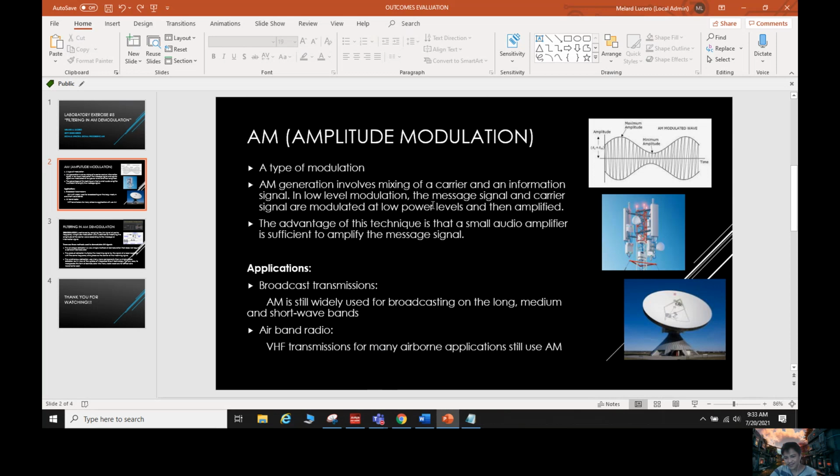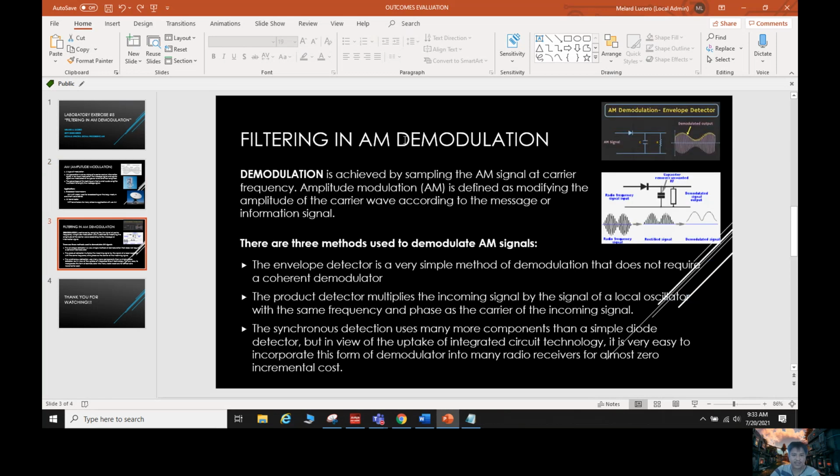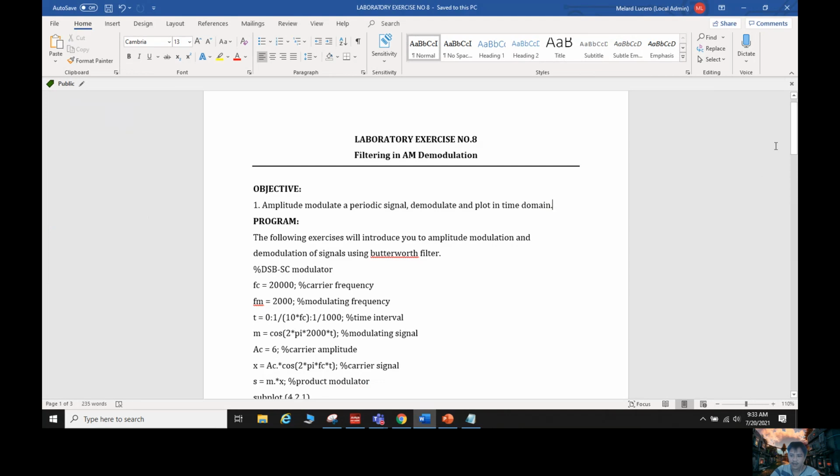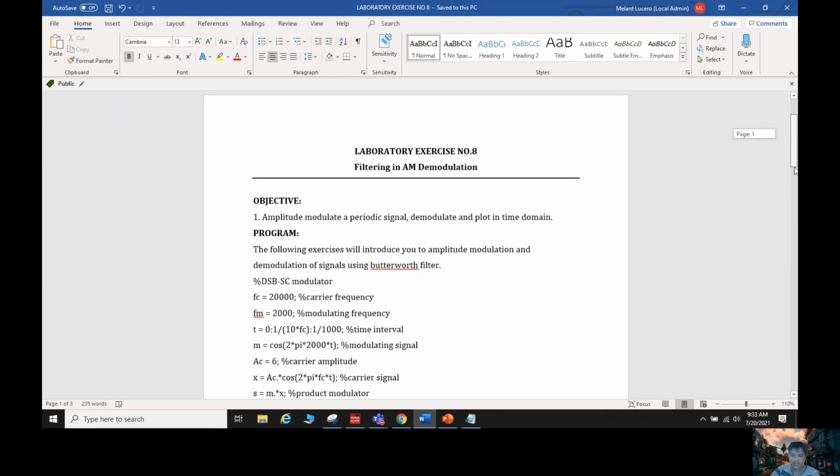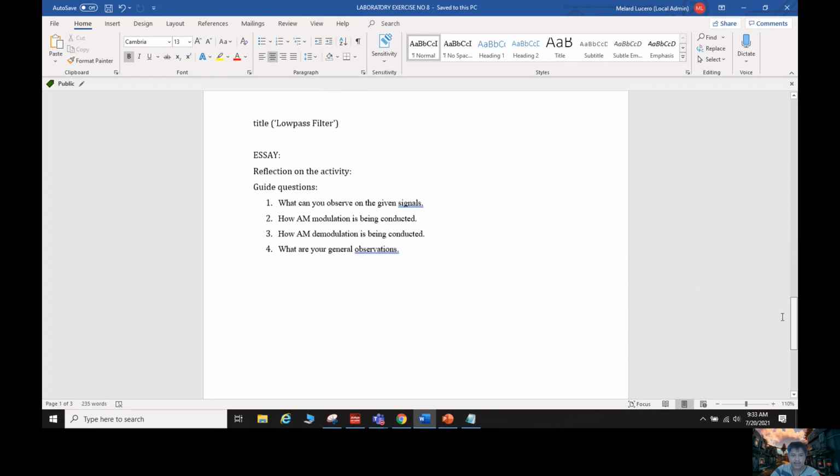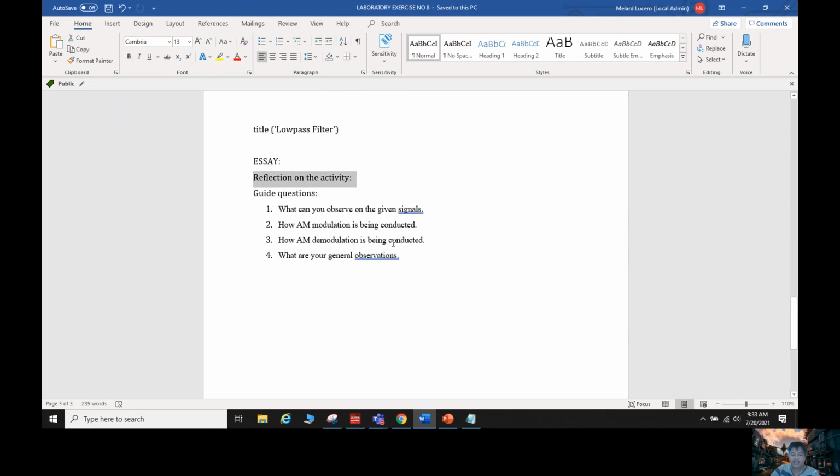So the next part of this module or presentation is we will be filtering in AM demodulation. By the way, I'm just explaining this because this is also a part of our laboratory exercise. So I forgot to state earlier that we have here the reflection on the activity. So instead of doing this in written form, we will just be explaining this through this medium or presentation.